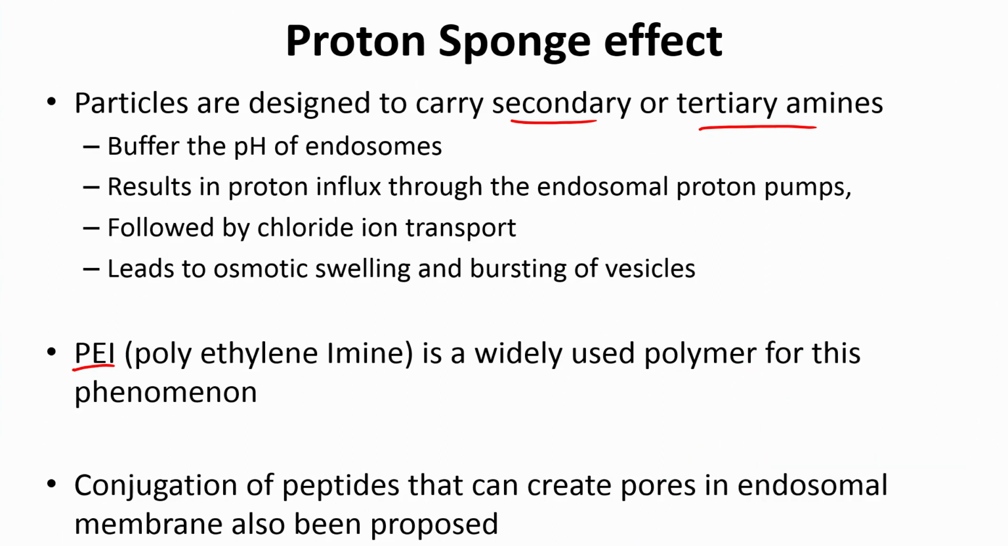And then there are other mechanisms. You can conjugate some peptides. This is mostly adopted from a viral strategy. Some of the viruses have peptides that go and poke holes into the membrane. So, these peptides will go and sort of make a hole through which your things can escape and these vesicles may burst. So, these are different mechanisms you can use to utilize this proton sponge effect or these pore creating peptides to come out from your endosomal membrane.